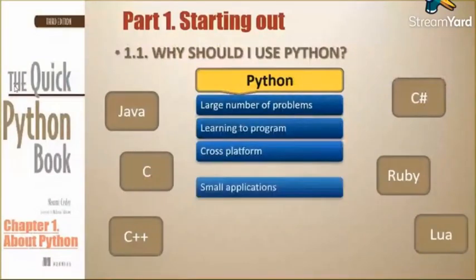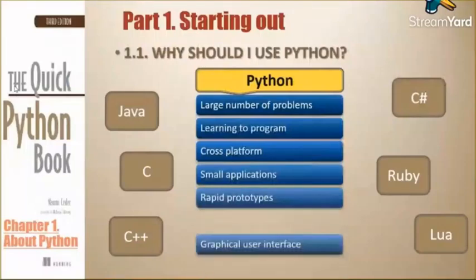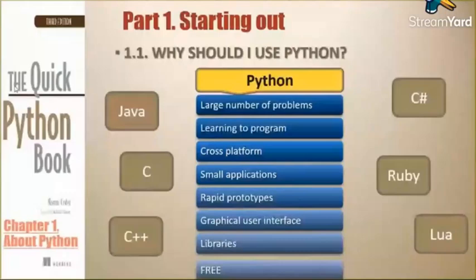Python is very good for a large number of programming problems. Python is suitable for learning to program, like me, and Python works well on cross platforms, Windows, Linux, etc. Python is very good for small applications and rapid prototypes, when you want to show your idea quickly. And Python has a good graphical user interface, GUI. Python enjoys a vast number of libraries, helpful in various programs, and Python is free.